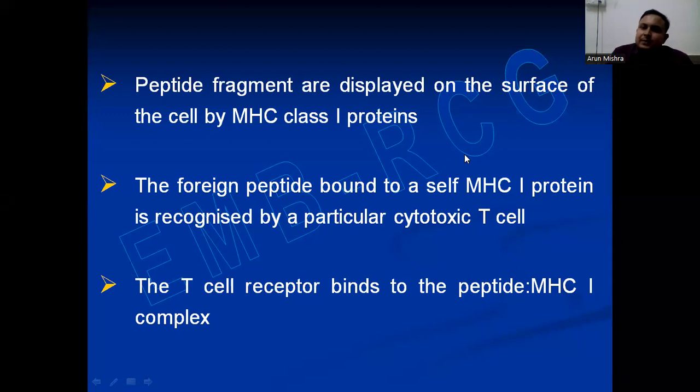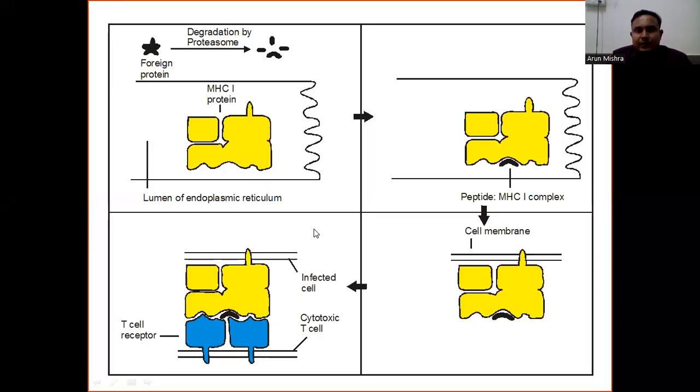Peptide fragments are displayed on the surface of the cell by MHC class I proteins. The foreign peptide bound to a self-MHC protein is recognized by a particular cytotoxic T cell. The T cell receptor binds to the peptide-MHC1 complex. We can see this here diagrammatically.